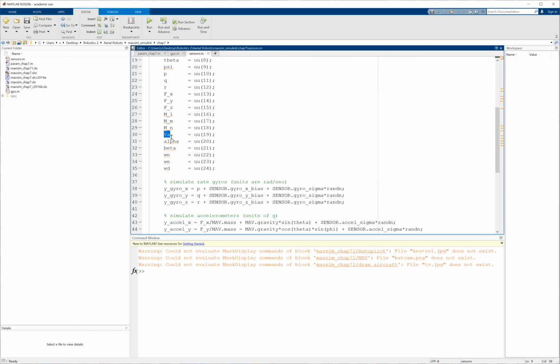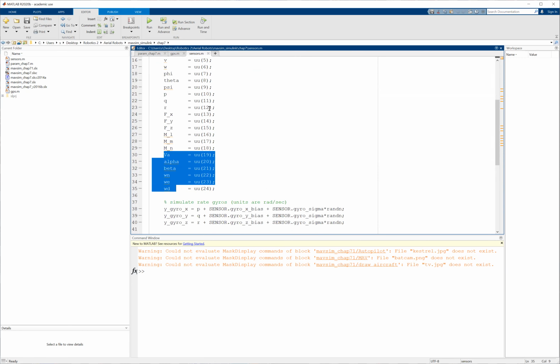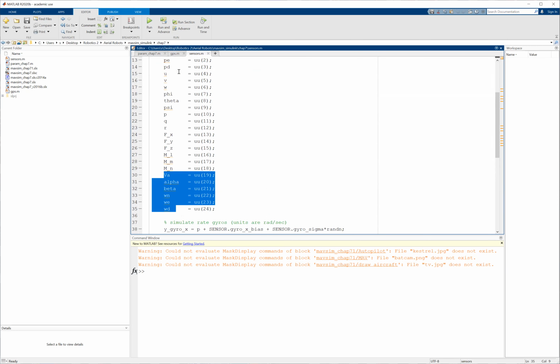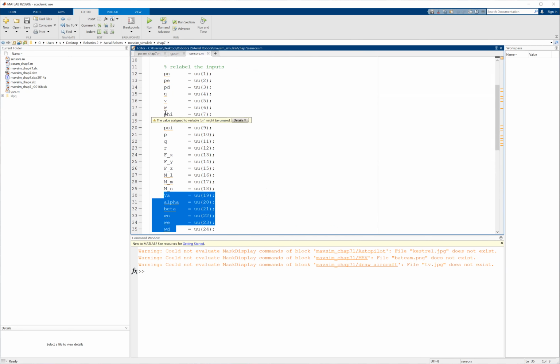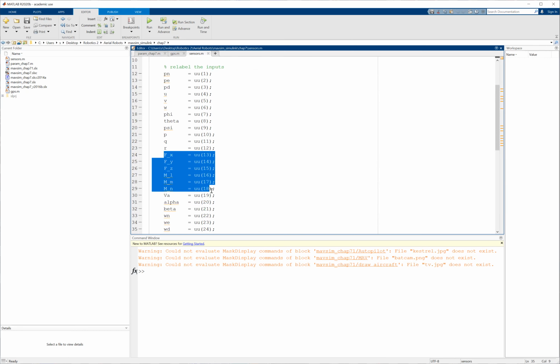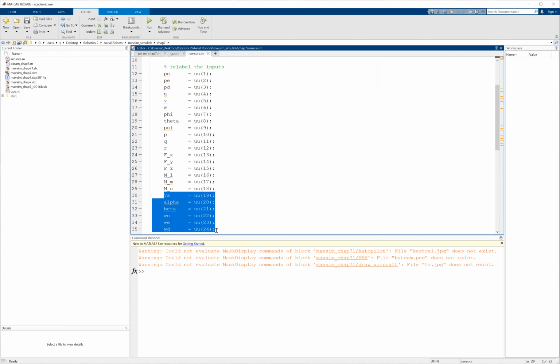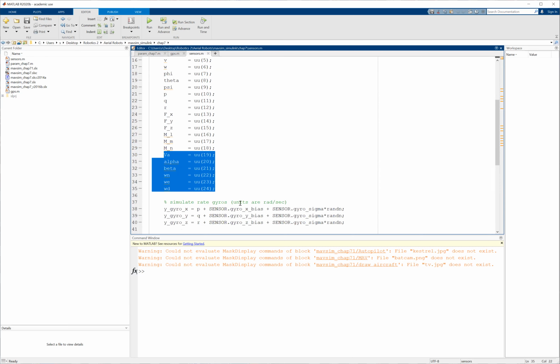So please understand, VA, alpha, beta, they come from the output of the forces and moments block. And these are actually part of the original simulation. The top 12 variables are part of the original simulation. And all the forces, they come from the force and moment block. And the output of the force and moment block, you have the airspeed and everything.